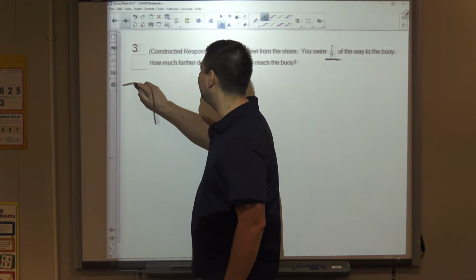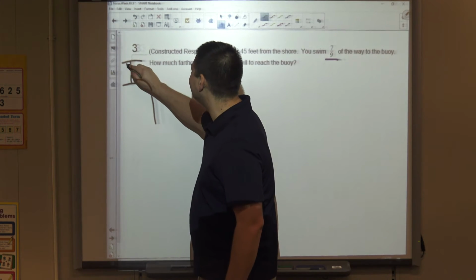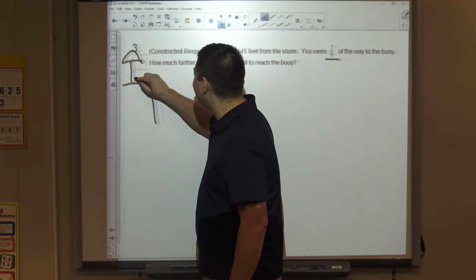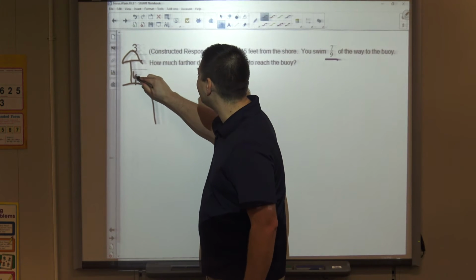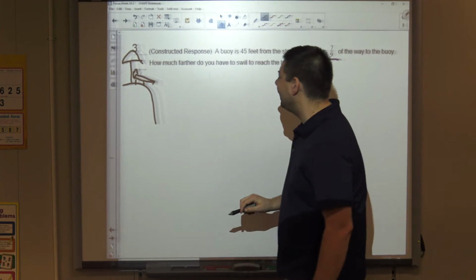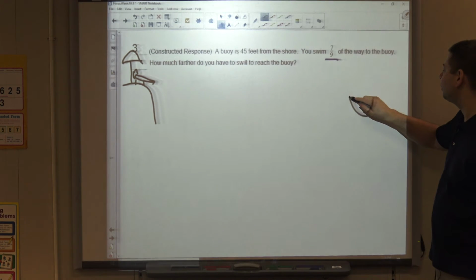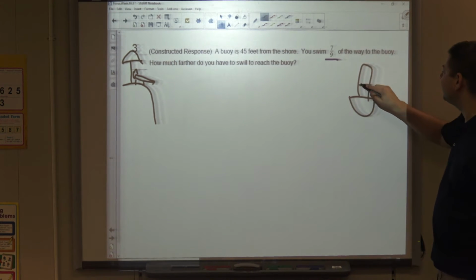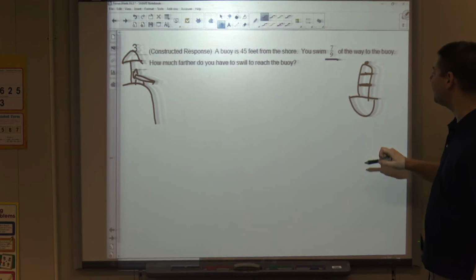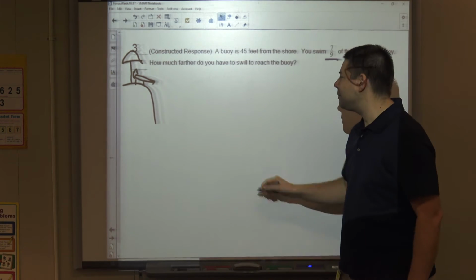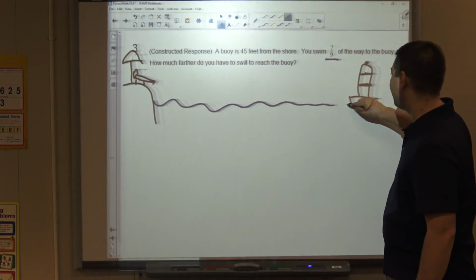So here's my shoreline. Let's put a little beach umbrella here, right? Maybe like a beach chair waiting for me. That's a really bad beach chair, but you get the idea. And then over here, this is going to be my buoy floating in the water, right? It's got lines on it, maybe a little light, whatever it might be. And then in between is going to be my water.